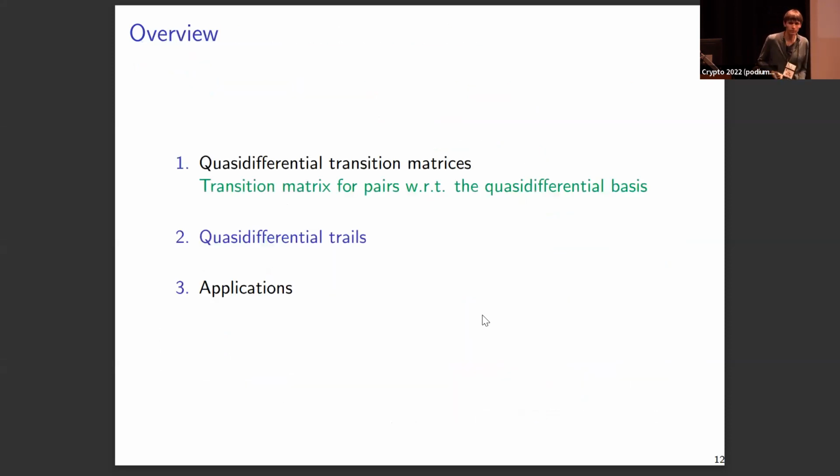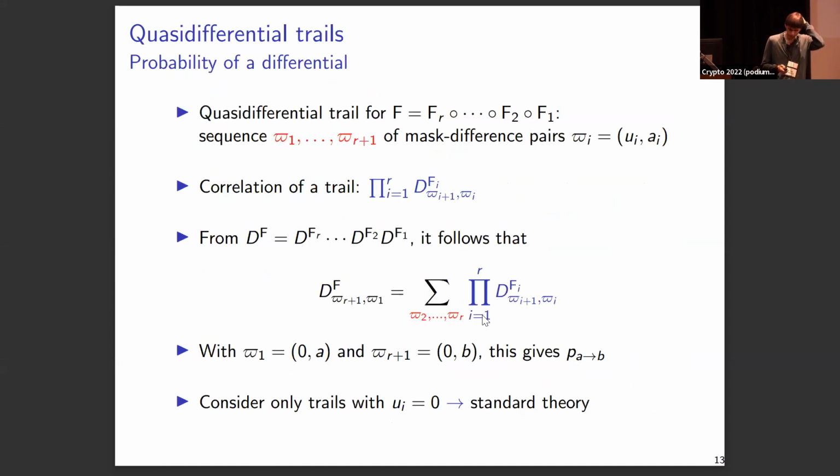Now we have this matrix, and I'll show now how we can go from there to trails. The main property that we need for that is that if you have a composition of functions, then the quasi-differential transition matrix is just going to be the matrix product of the quasi-differential matrices for those functions. And then you can just take this matrix product and write out the coordinates as a sum, right? So you get some sum over some products. And the terms in that sum are what we call these trails.